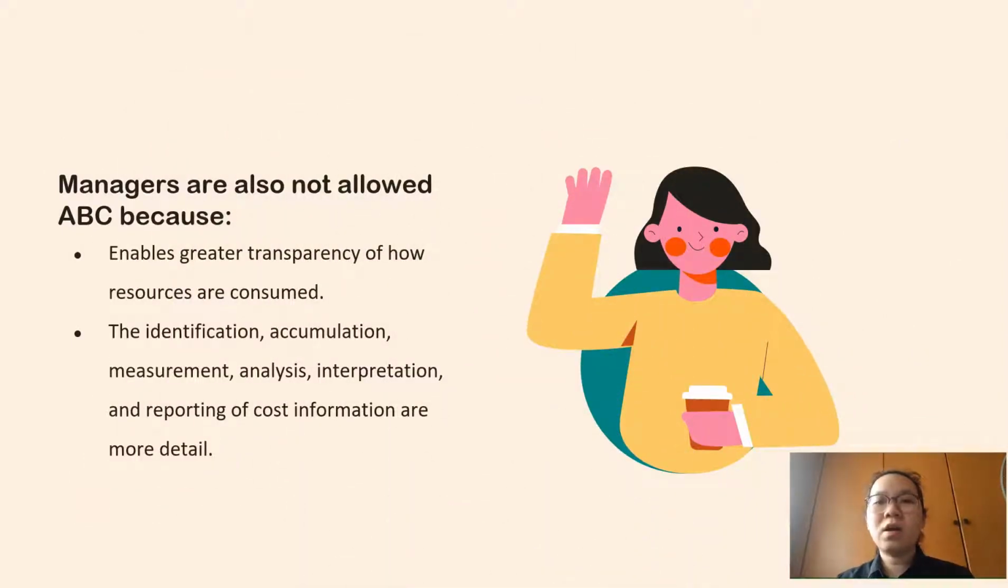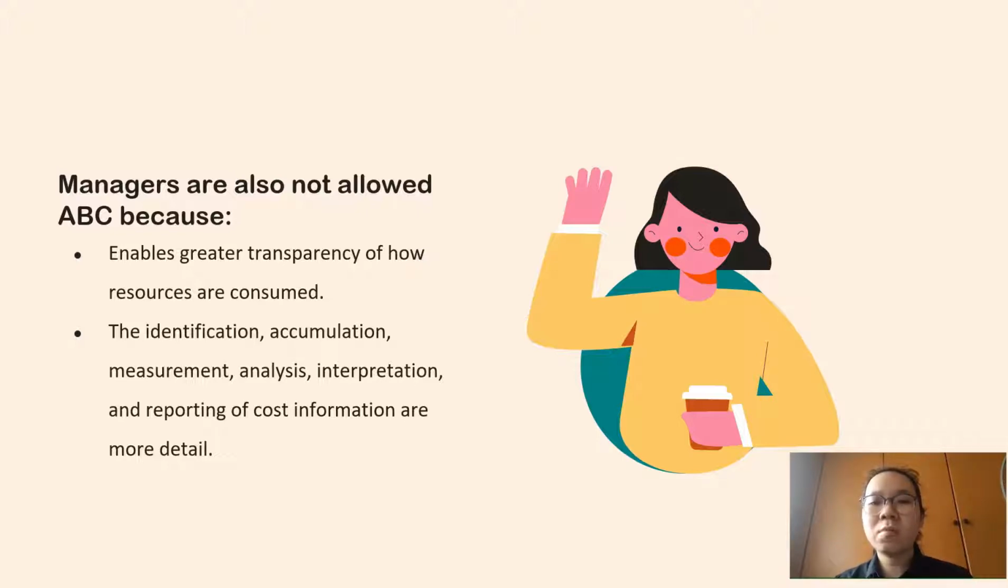Managers are also not allowed activity-based costing because it enables greater transparency of how resources are consumed. For example, we assign most of manufacturing costs to the products. After we identify the true manufacturing overhead, we allocate costs to the manufacturing processes by using allocation bases.